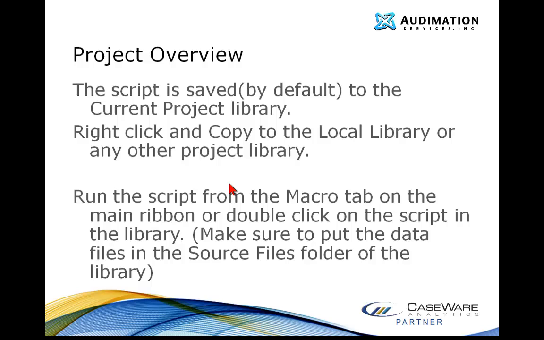All right, recap. Project overview, the script is saved by default to the current project library. Right-click and copy to the local library or to another project library so you can use the work that you've done. That's a great way to do it. To run that script, you go onto that main ribbon and choose the Macro tab. Double-click on the script in the library to run it, to open it. Go to the Library tab in the File Explorer, into the Macros folder, into the current project, and you'll see the list of the macros that you've saved. And then you can just double-click on it and run it from there also. They make it very easy on you. I encourage you to try all of those methods just to get yourself familiar with them.